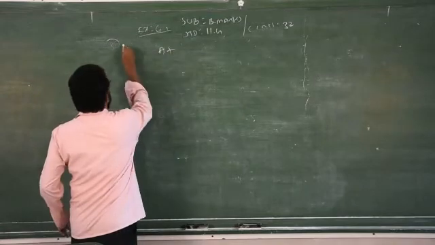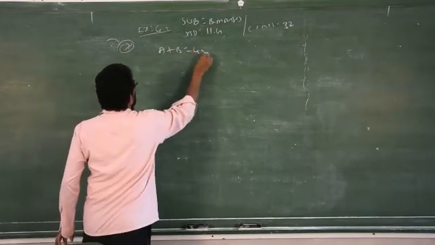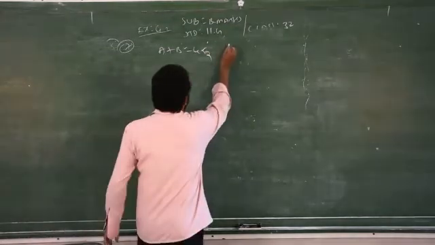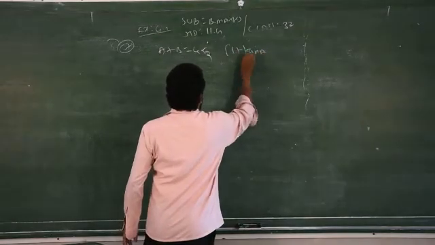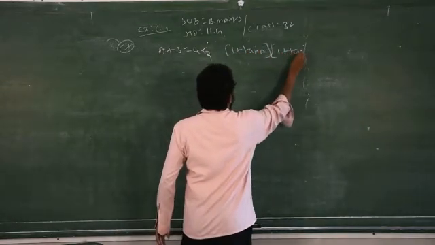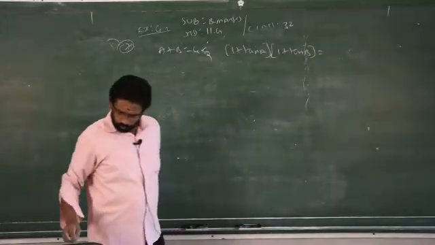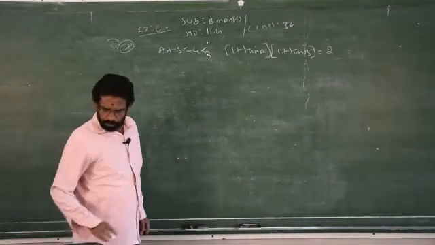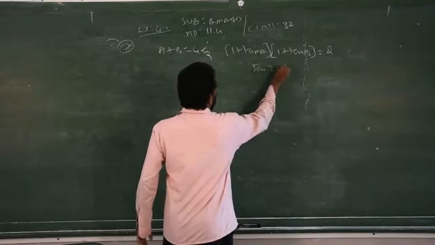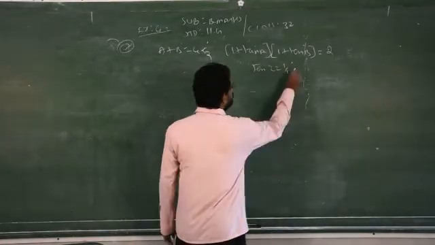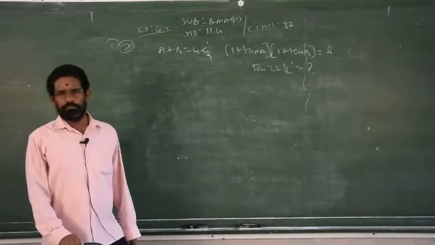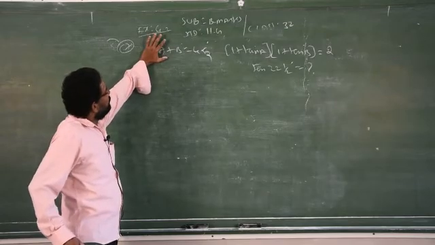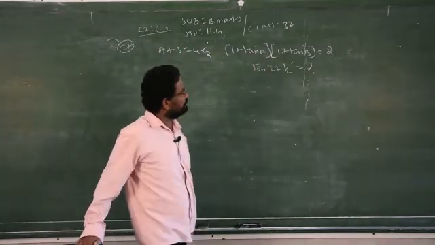It is given that A plus B is equal to 45 degree. You are asked to prove that 1 plus tan A into 1 plus tan B is equal to 2. And you are asked to find the value of tan 22 and a half degree. This is the question. Clear? So it is given only A plus B equal to 45, but you are asked to show the result as 1 plus tan A into 1 plus tan B is equal to 2.